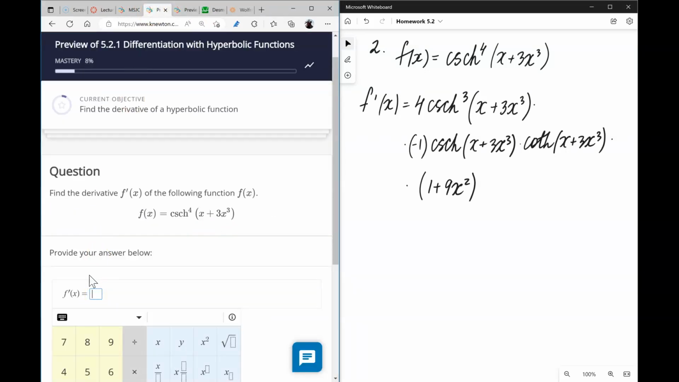Let's start typing it. Here we can bring the negative to the front as negative 4. We can combine the hyperbolic cosecant: instead of power 3 and then typing power 1, we can just combine it into power 4. Here we have x plus 3x cubed. I'm going to copy this because we now have hyperbolic cotangent of that, times 1 plus 9x squared.